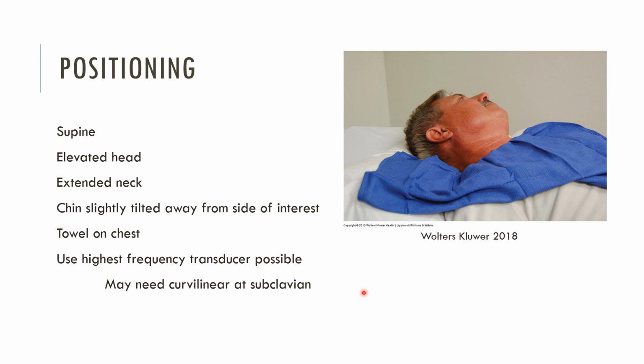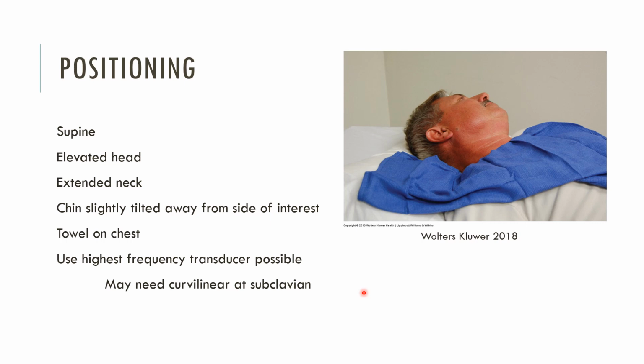You want to use the highest frequency transducer possible. This is usually going to be your 7 to 12 megahertz linear. Make sure that you're selecting a transducer that's going to have an appropriate footprint for the patient. So if they have a very short neck, you might have to try and find a smaller footprint transducer, where somebody with a longer neck, you might be able to use a longer one.